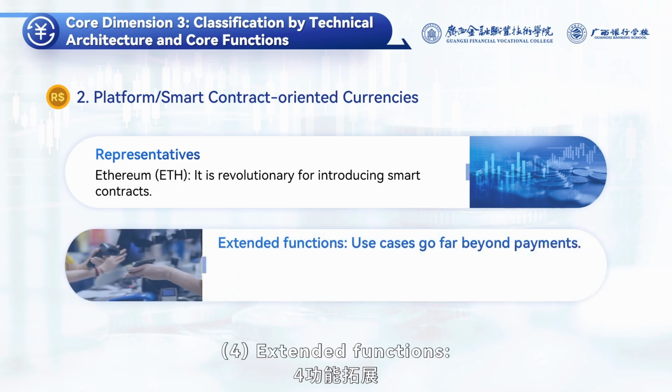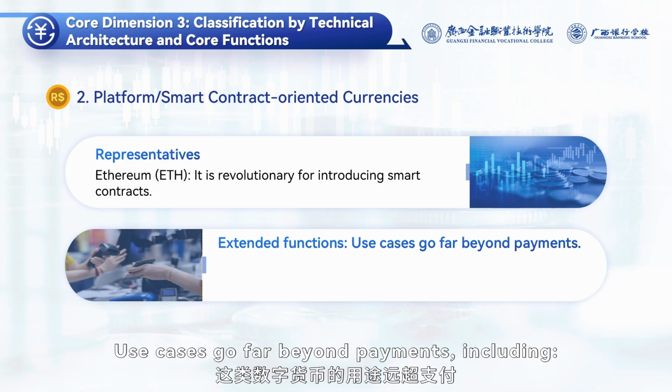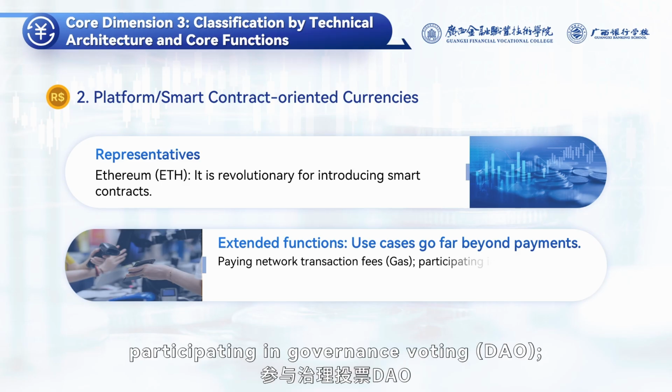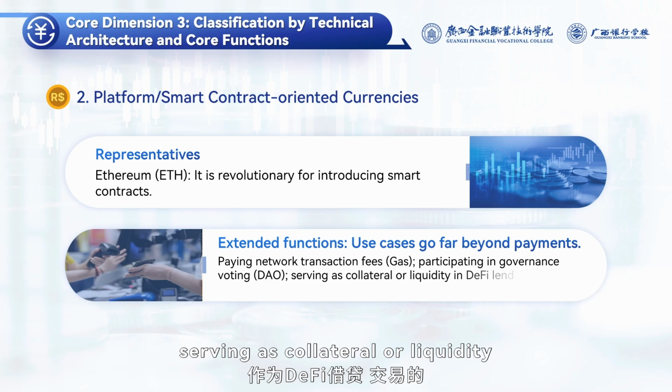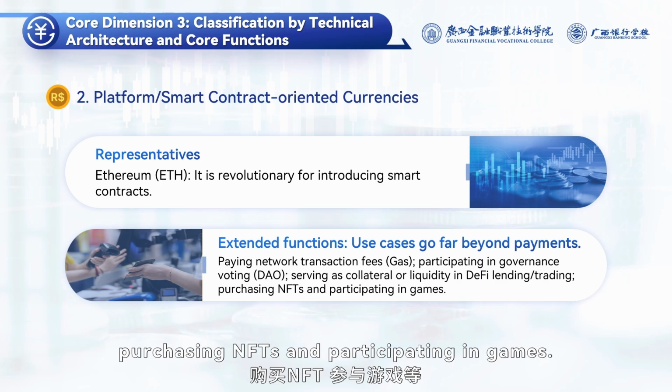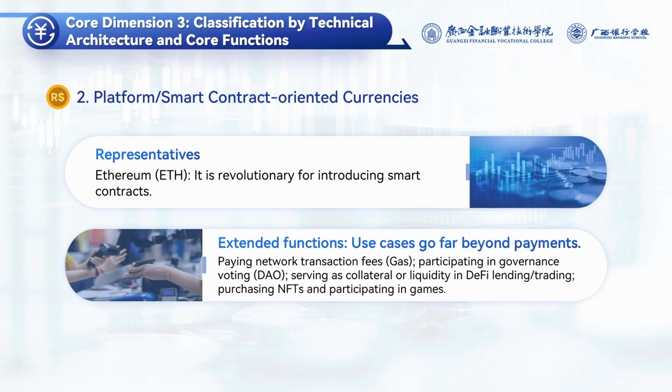4. Extended functions. Use cases go far beyond payments, including paying network transaction fees (gas), participating in governance voting (DAO), serving as collateral or liquidity in DeFi lending or trading, purchasing NFTs, and participating in games.